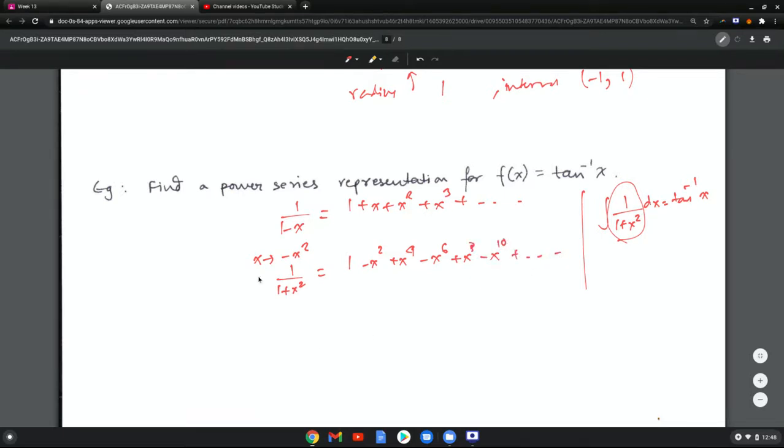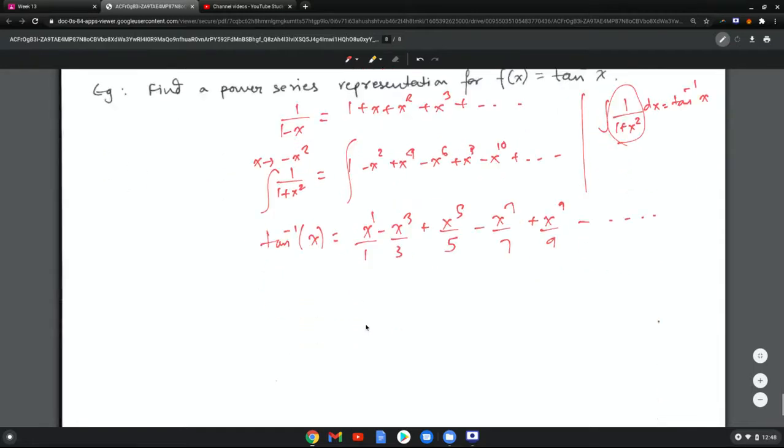We've seen this before. And then if I integrate this, on my left hand side I'm going to have tan inverse x, and on the right, x minus x cubed over 3 plus x to the 5 over 5, x to the 7 over 7, x to the 9 over 9, and so on. So I get all the odd powers divided by the coefficients. That's the power series representation for tan inverse x.